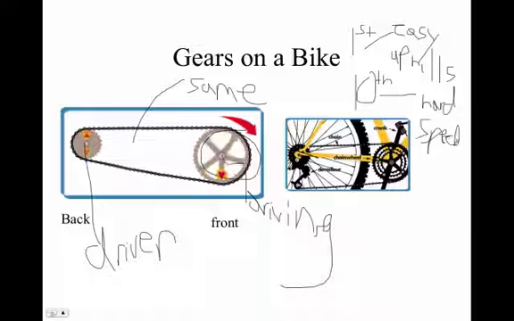So let's think about where our chain would be on the front if we were in first gear. Well, our chain would be on the big gear at the front and it would be hooked to the little gear at the back. However, if we were biking in high gear, we'd put the chain on the little gear or sprocket at the front and the big gear at the back for a high gear on our bike. So speed advantage versus force advantage.